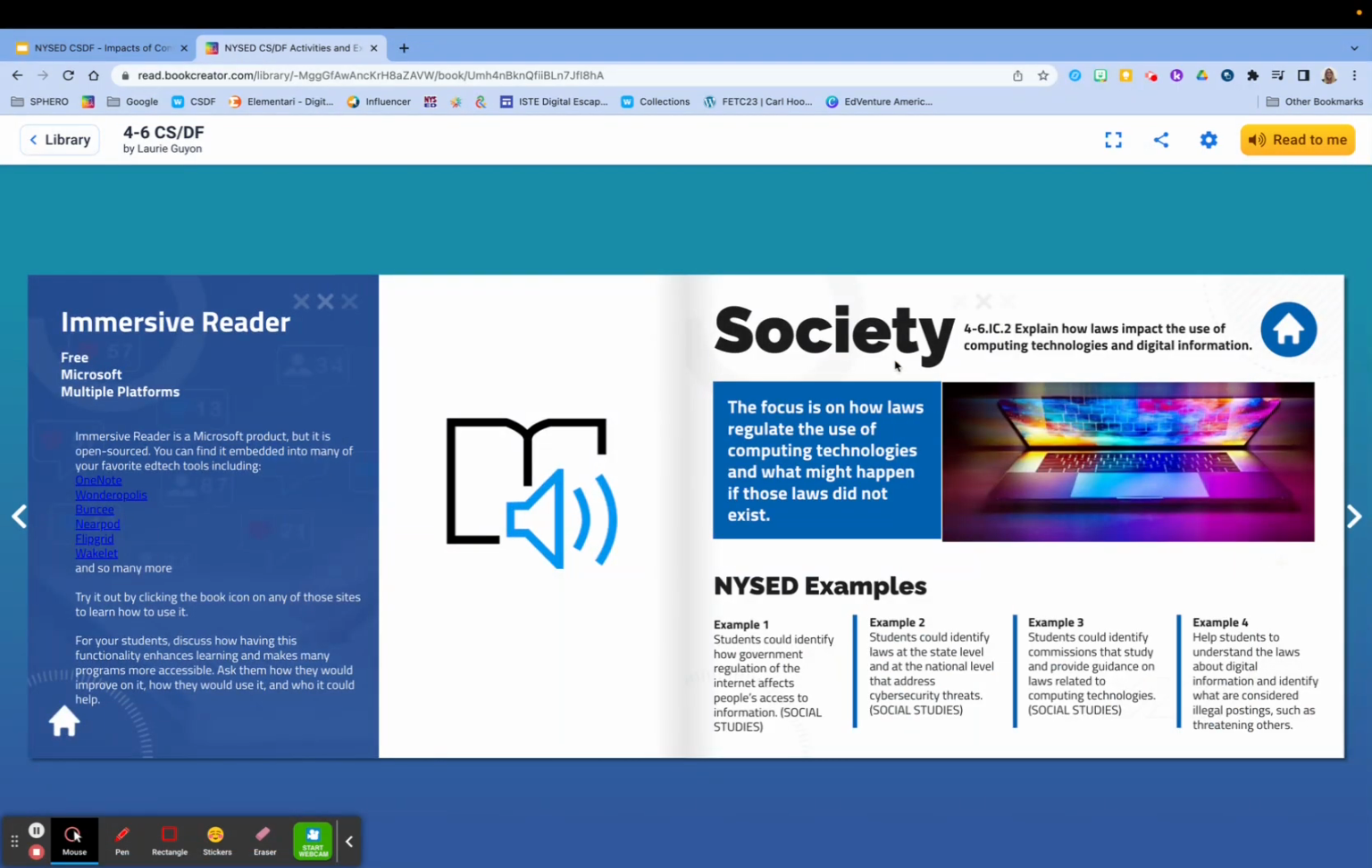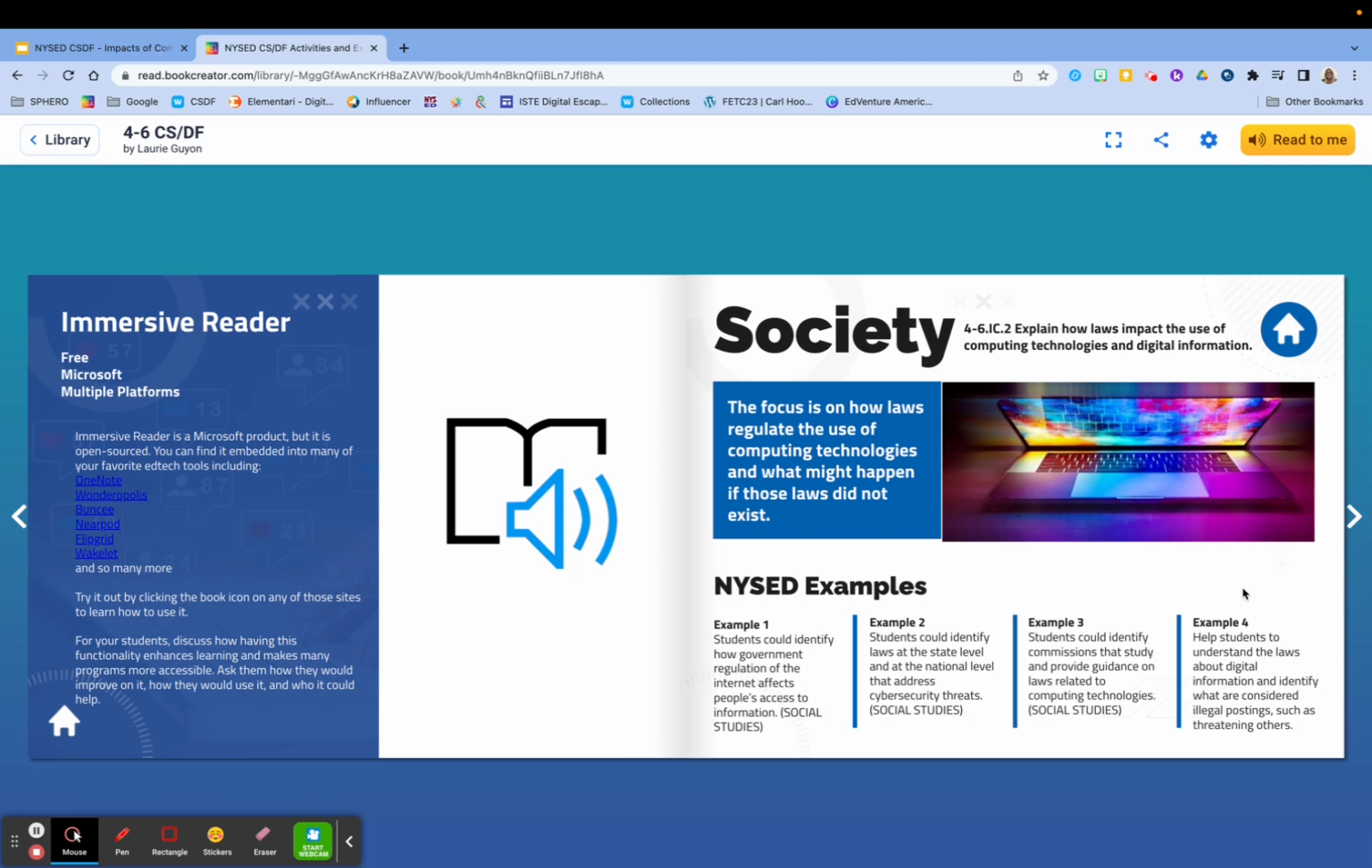The second standard is also under society. It is 4 through 6 for IC, or Impacts of Computing 2. Explain how laws impact the use of computing technologies and digital information. The clarifying statement is the focus is on how laws regulate and use computing technologies, and what might happen if those laws did not exist.